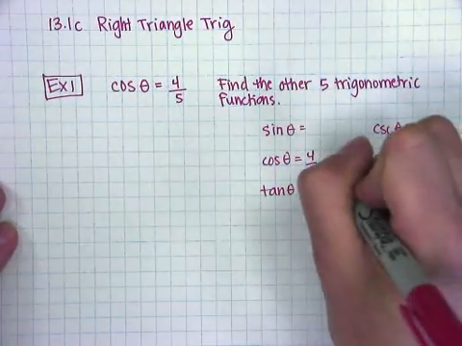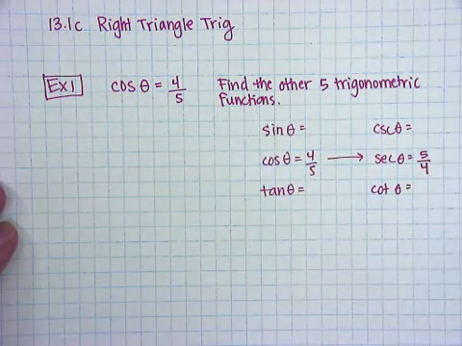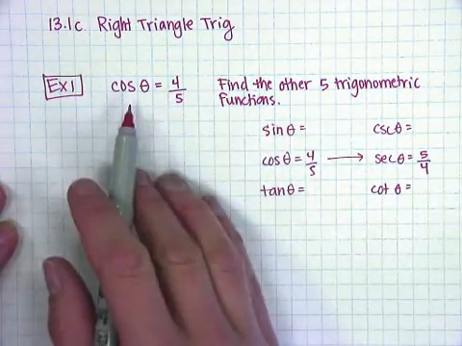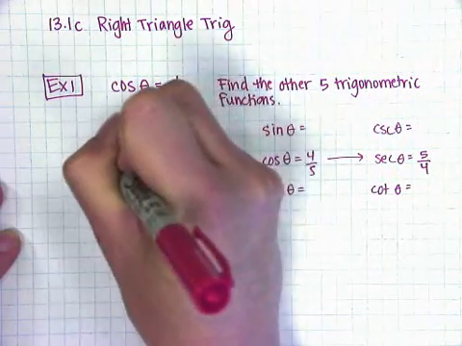Now, to do this, secant is pretty easy. Since it's the reciprocal of cosine, it's just going to be 5 over 4. But for the other missing trig functions, we're going to need to draw a triangle. So I draw a triangle.